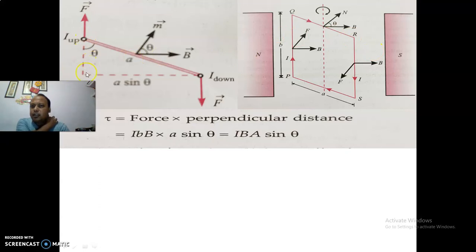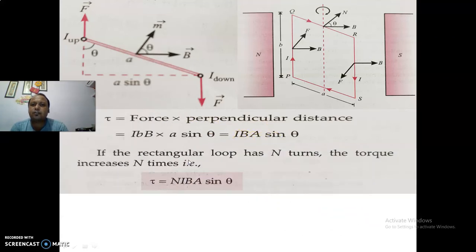So the perpendicular distance, using the conventional right angle triangle, will be a sine theta in terms of this angle theta. So we write force is IBb into the perpendicular distance a sine theta, so IBba sine theta. This is the value of torque. If there are n number of turns, then the value of torque will be given by NIBA sine theta.